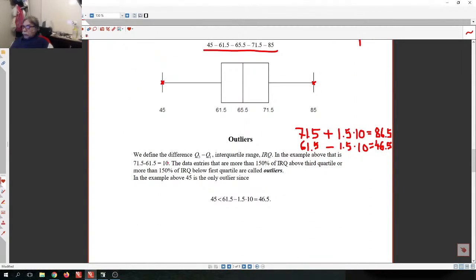So again, the calculation is: find the interquartile range, multiply by 1.5, add it to the quartile 3, and subtract it from the quartile 1. Those are the boundaries for the outliers. Anything that passes those boundaries is an outlier. If it doesn't, it's not. You can also find it in your calculator.